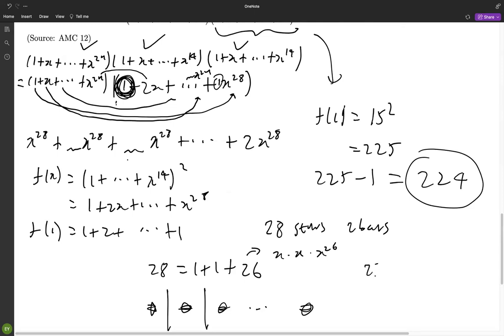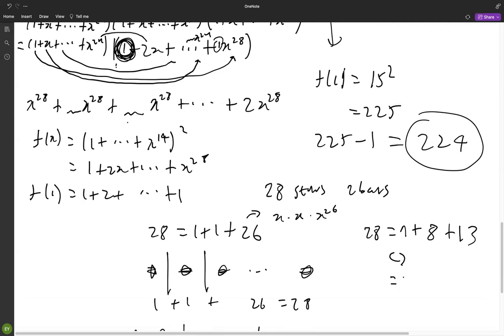Yes, because 28 is equal to, we can say, 7 plus 8 plus 13. And x to the power of 7 can come from here, x to the power of 8 from here and 13 from here. However, we are only counting one case from here if you do that. So we are not counting the case where we have 13 from here and 8 from here and 7 from here. So it shouldn't work.